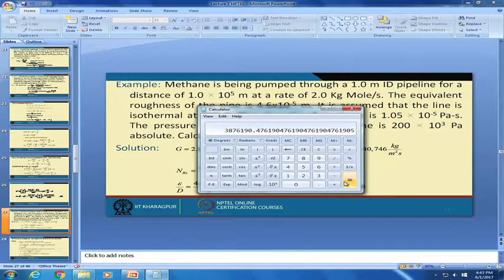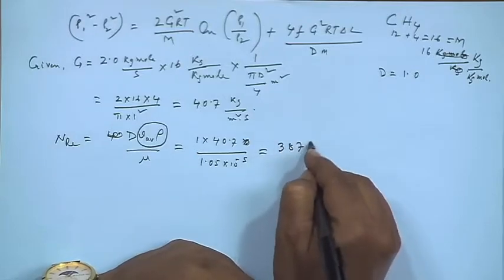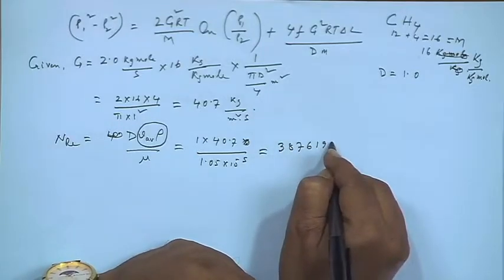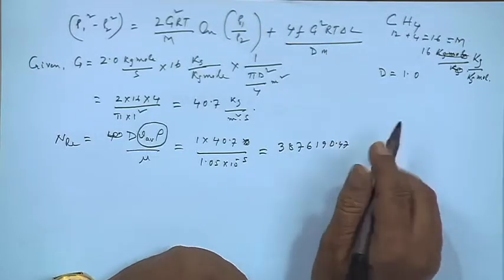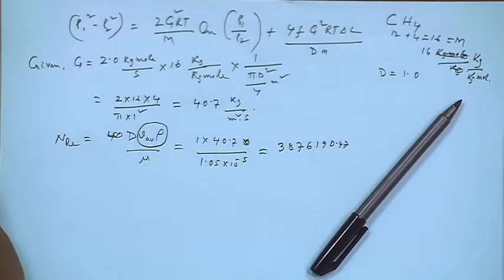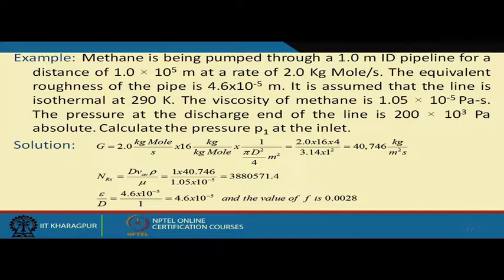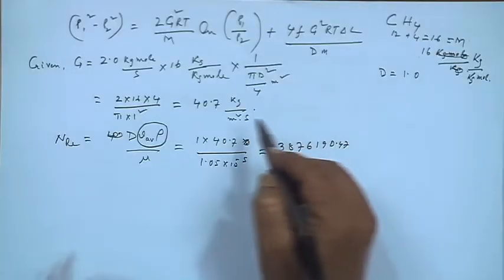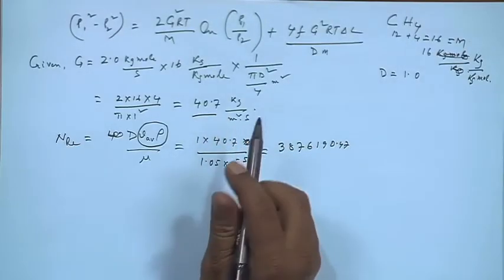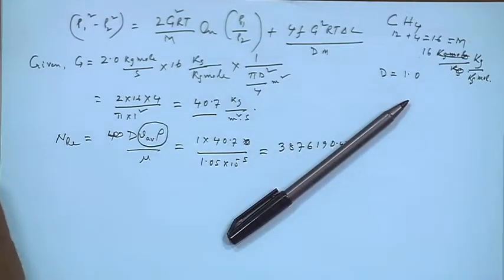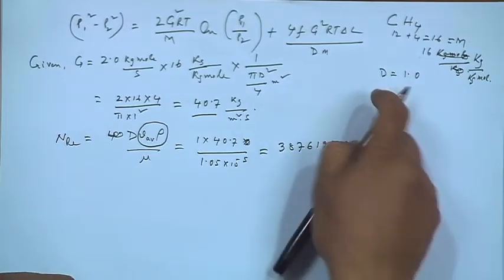It is 3876190.47, right? So much is the value of the Reynolds number. Here we see 3876190.47, but there it is coming 3880571.4. The reason being we have taken 40.7 as the G value, and in this problem it is taken as 40.746, right? So that is where the change is.